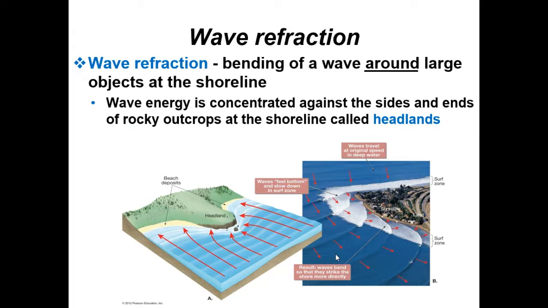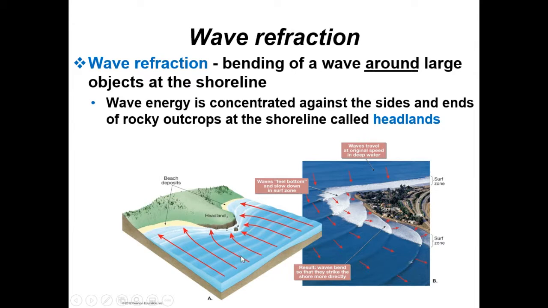Now let's talk about refraction here. I had mentioned these rocky outcrops. These are very common on the West Coast, not on the East Coast or the Gulf Coast. I'll talk about that a little bit later and explain why. But for now, just know that on the west coast of the U.S., we have a lot of these rocky outcrops called headlands. And what's happening is you have waves coming in from the open ocean.